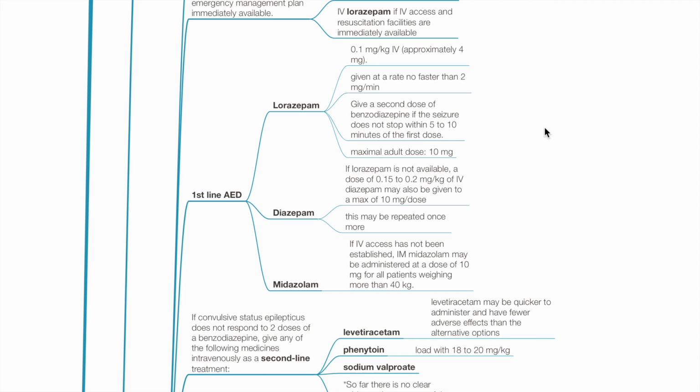For lorazepam, 0.1 mg per kg IV, given at a rate no faster than 2 mg per minute. Give a second dose if the seizure does not stop within 5 to 10 minutes after the first dose. Maximum adult dose 10 mg. If lorazepam is not available, diazepam 0.15 to 0.2 mg per kg IV may be given, maximum 10 mg per dose. This may be repeated once more. For midazolam, if IV access has not been established, intramuscular midazolam may be administered at a dose of 10 mg for all patients weighing more than 40 kg.